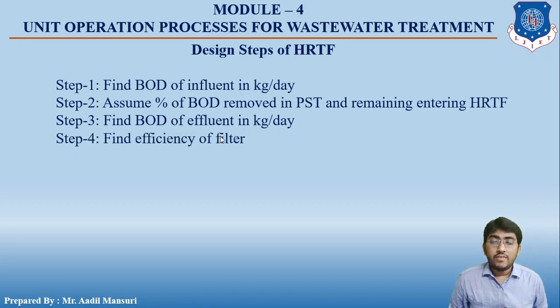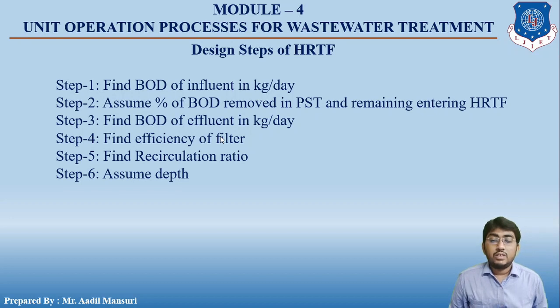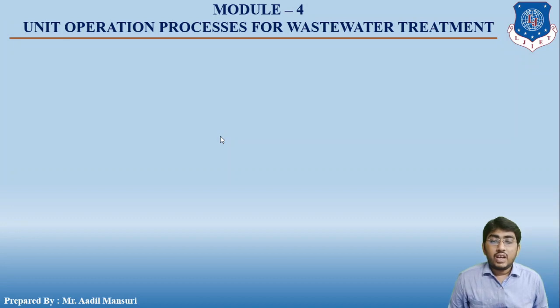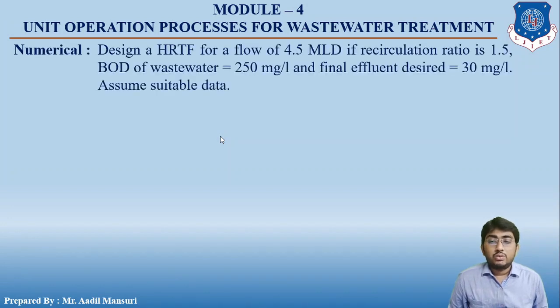Step 4 involves finding out the efficiency of the filter. Next is to find out the recirculation ratio. Step 6 involves assumption of depth. Then the next step is to find out the area, and from the area we can find out the diameter of the high rate trickling filter. I hope these design steps are clear in your mind. Let us move ahead. We are now heading towards the numerical. Let us have a look at the numerical.